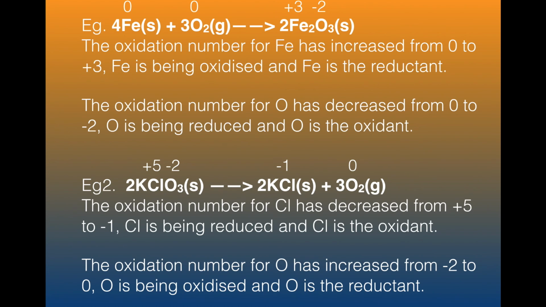Another example: KClO3 equals KCl plus oxygen. The oxidation number for Cl has decreased from +5 to -1. Cl is being reduced, and Cl is the oxidant. The oxidation number for oxygen has increased from -2 to 0. Oxygen is being oxidized, and O is the reductant. And it's pretty straightforward.